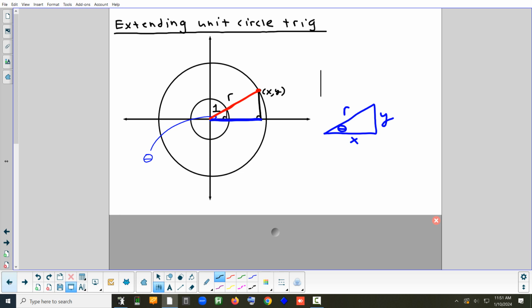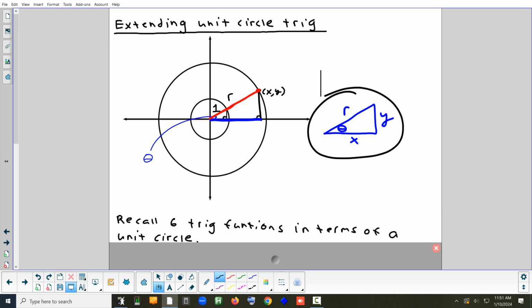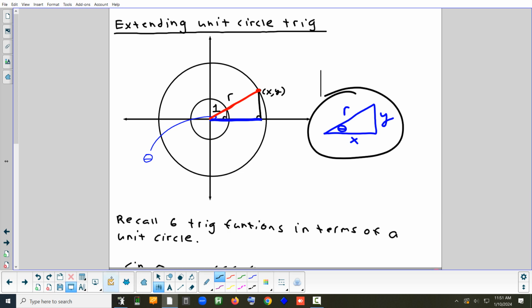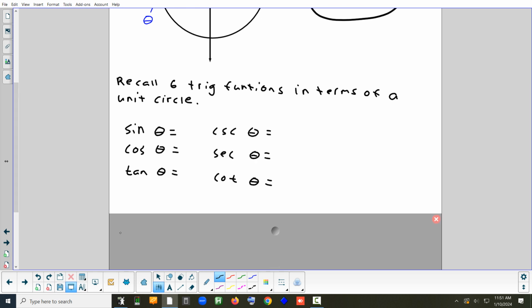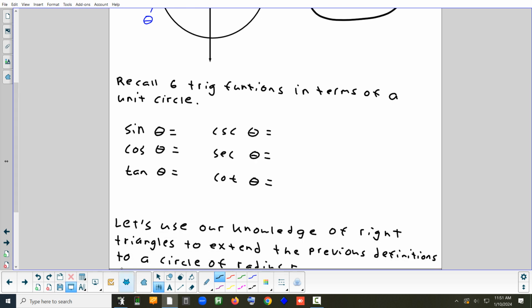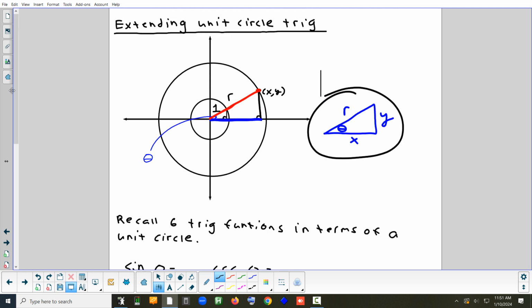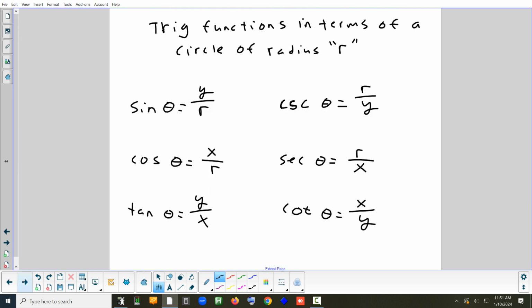And once I do this, most people get it right away. Just thinking about opposite, adjacent, and hypotenuse. Alright, so I was going to recall the 6 functions as unit circle trig. You guys already seem to know those, so we were good. Okay, let's try a problem.